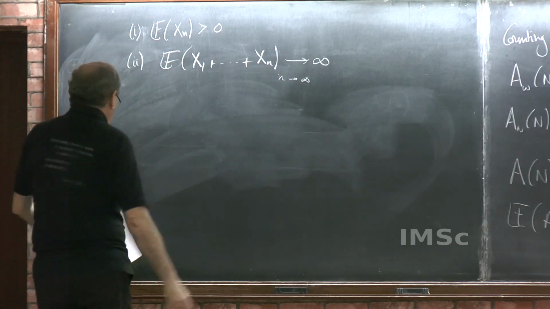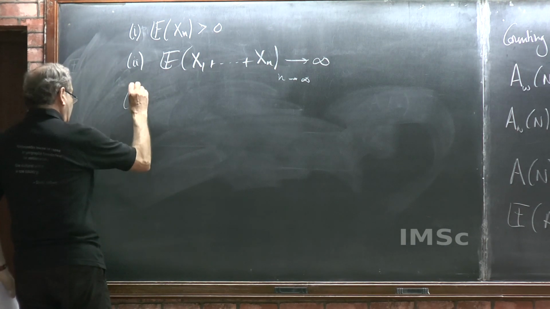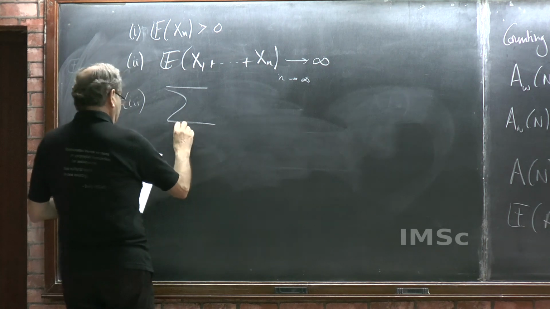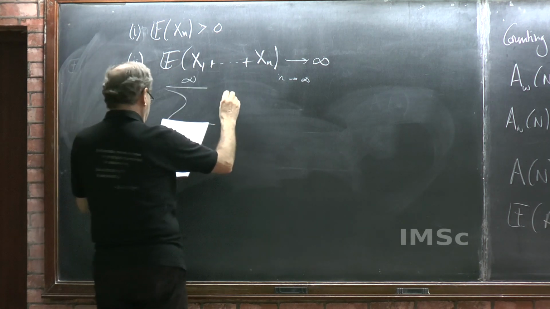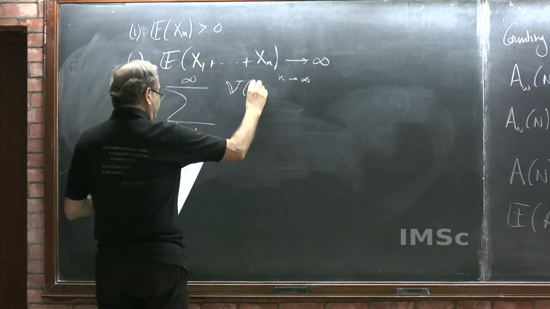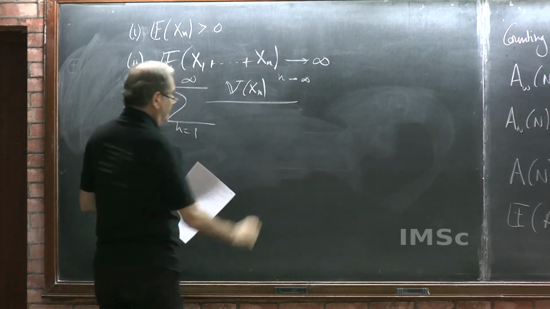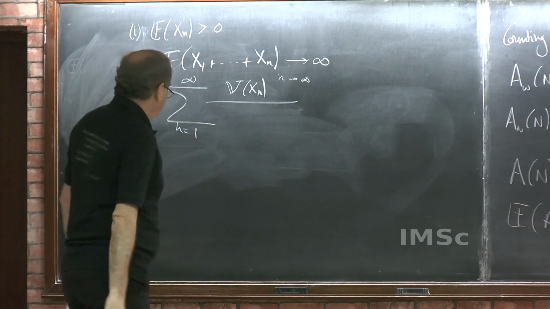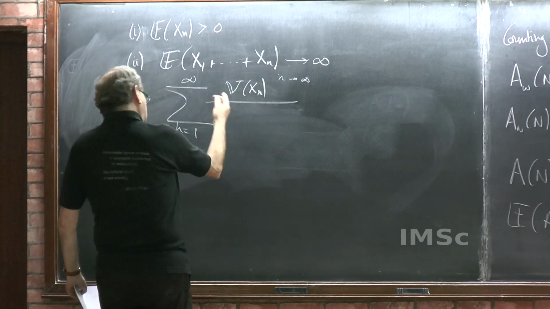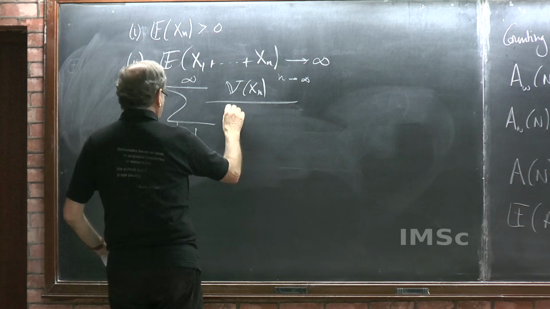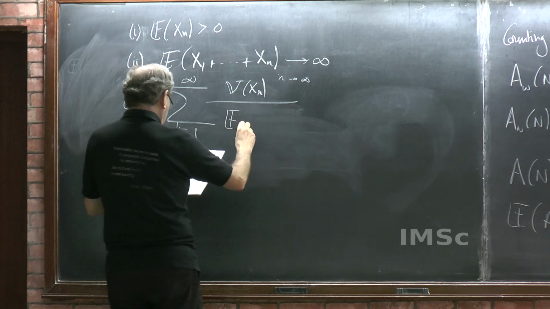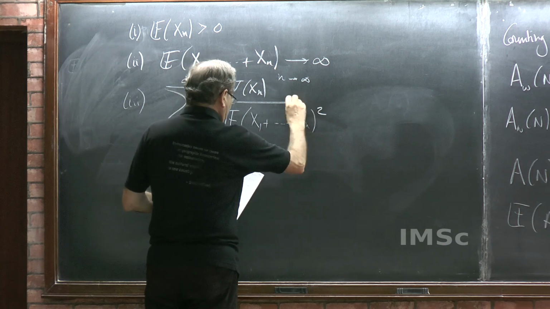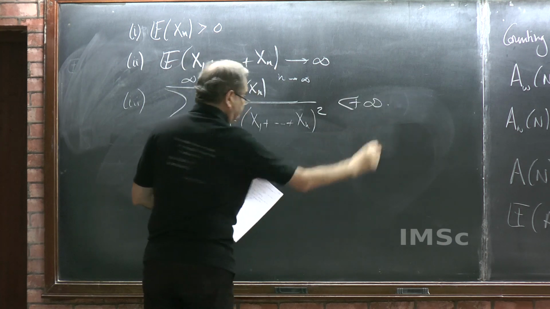And then something which, again, for us will not be too difficult to show, is the following: that the sum when n is from 1 to infinity of the variance of xn, divided by the expectation of x1 plus ... plus xn squared, this series is convergent. For us it will be something which is in any case at most 1, but in some cases it may tend to 0, so we have to keep that.